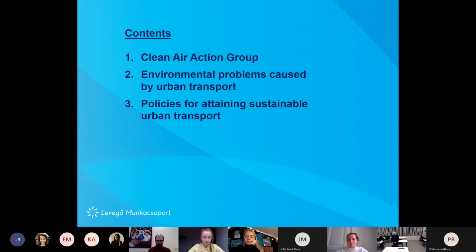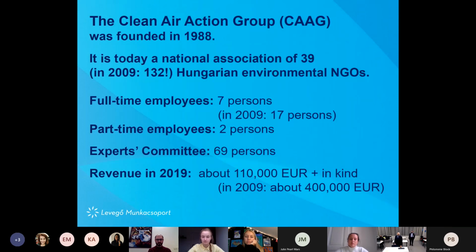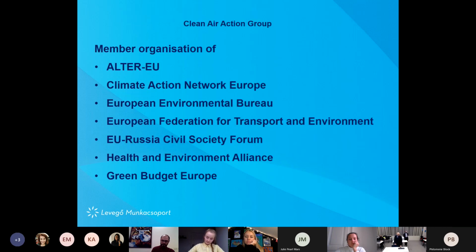I will speak first about our organization very quickly, then about some environmental problems caused by urban transport and the policies for attaining sustainable urban transport. So first about our organization. You will receive this presentation afterwards, so I will just go through quickly. Our organization was founded 32 years ago, and it is a national association of now 39 Hungarian environmental NGOs. And we work on the state budget and taxation system, on the EU budget, now with Alexandra, and transport, energy, and urban management and urban development issues. We are a member organization of 7 European-wide NGOs.